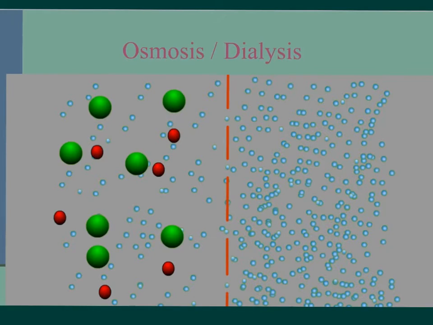Dialysis is diffusion through a semi-permeable membrane. So here we have the semi-permeable membrane, and then here we have the material that can pass through the membrane, and we have other material that cannot pass through the membrane. Again, the definition of dialysis is the diffusion of water through a semi-permeable membrane.